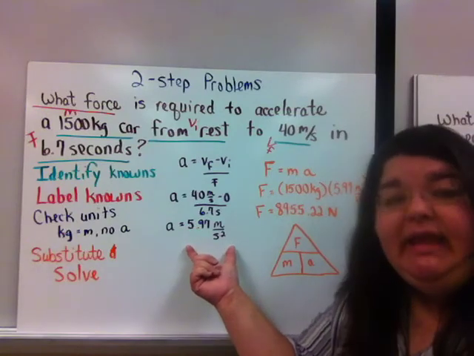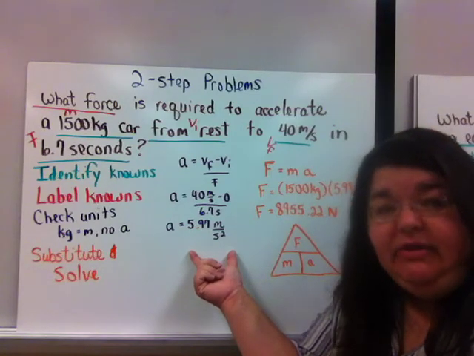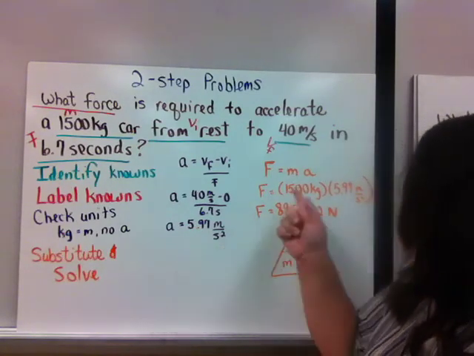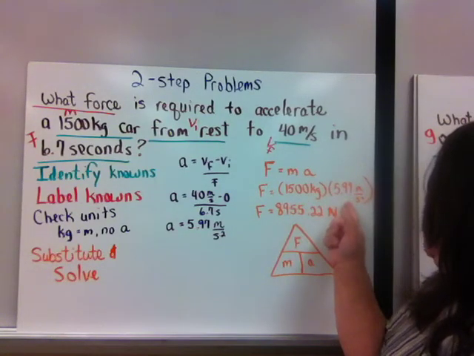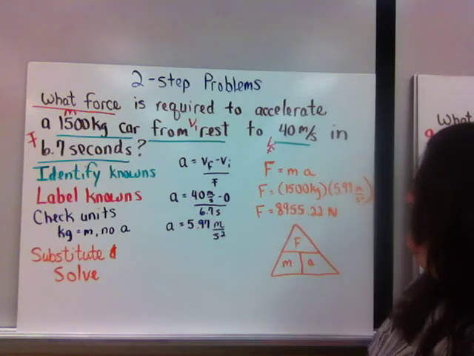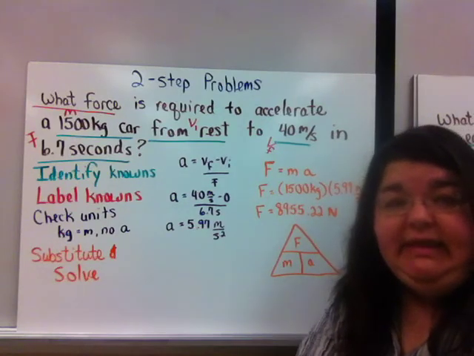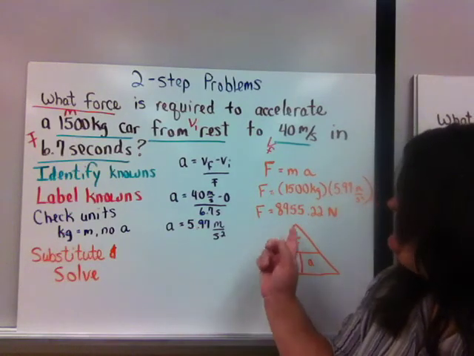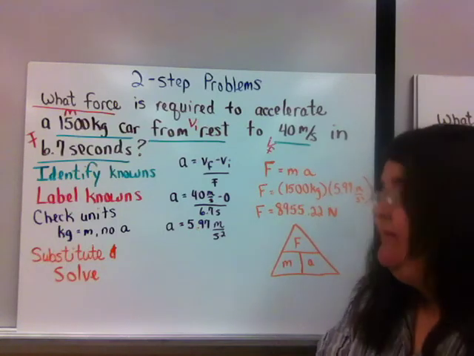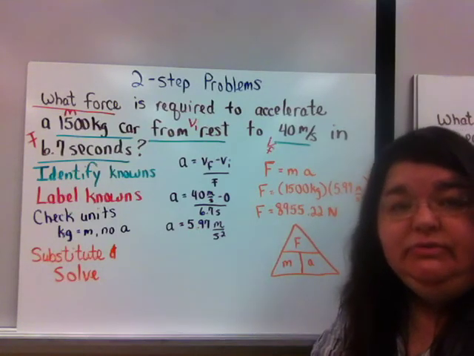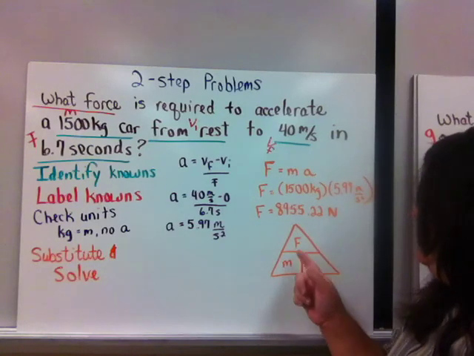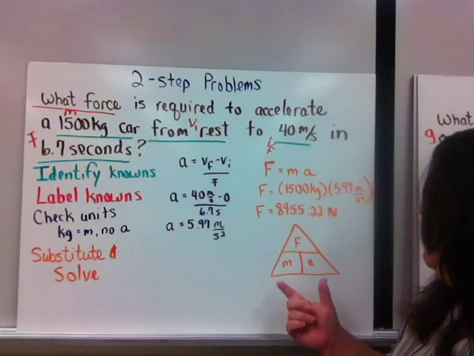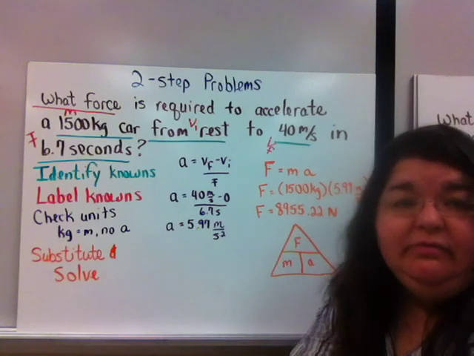Now I have an A value for this vehicle. I can now put this in the place of A, multiply the mass times that acceleration, and I will find that my force for this vehicle to accelerate is 8,955.22 newtons. Now, again, this formula would work in the triangle F equals ma, with the ma on the bottom and the force on top.